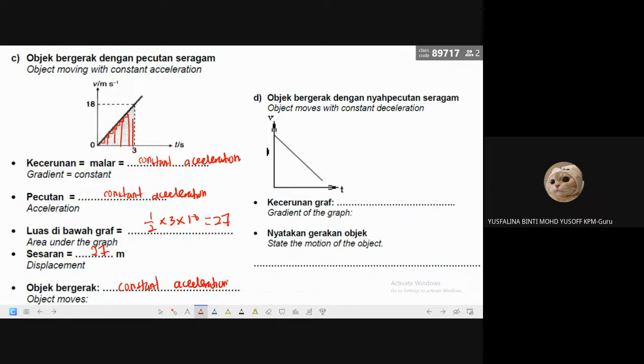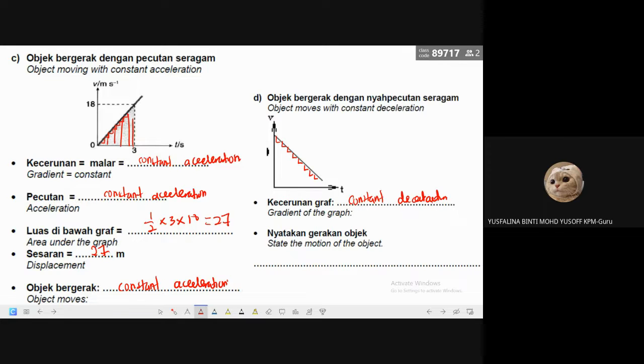For D, the object moves with constant deceleration. So the gradient of the graph is the same. Am I correct? It is the same, so it means it's constant, right? But what is the difference between this one and this one? For this one, it is actually deceleration, which means the velocity is decreasing uniformly. So this one is still constant, but it is deceleration.